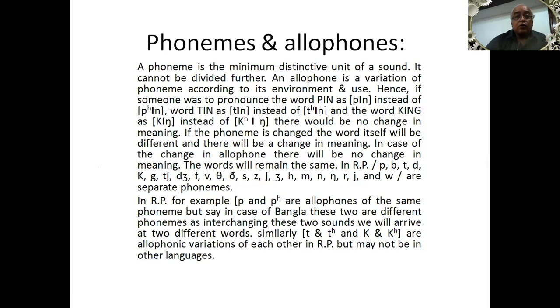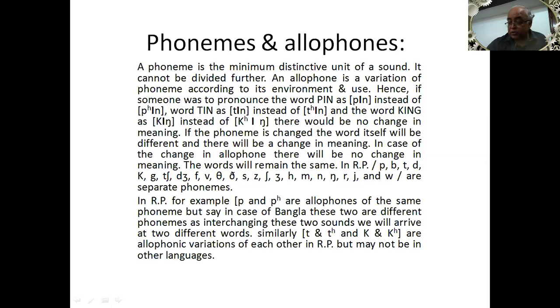Then let's look at the phonemes and the allophones. What's a phoneme? A phoneme is a minimum distinctive unit of a sound. It cannot be divided further. An allophone is a variation of the phoneme according to its environment and use. Hence, if someone was to pronounce the word pin, tin, or king with a slight variation, there will be no change in meaning.